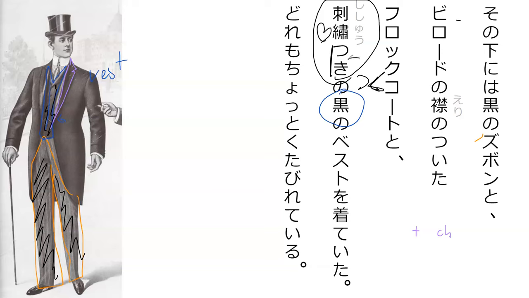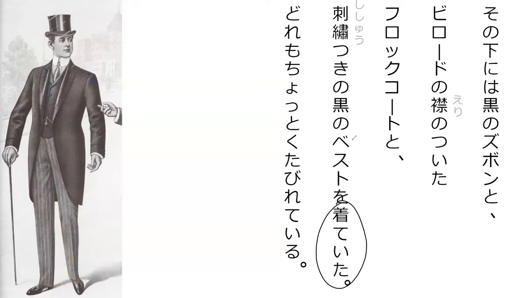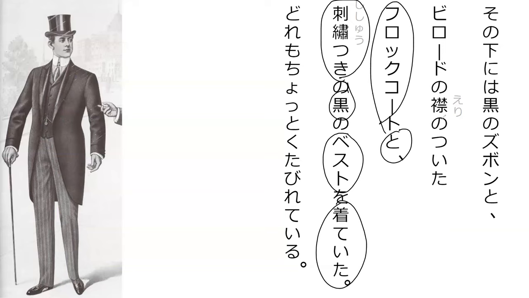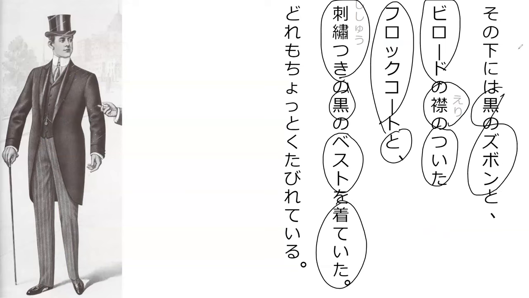That tsuki comes from tsuku, which is attached. So altogether, it says he is wearing a vest that is black with embroidery on it. Also, he's wearing a frog coat that has a collar attached to it made out of velvet. And he's wearing black pants. And these are all below his coat.